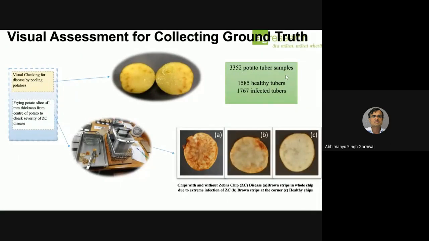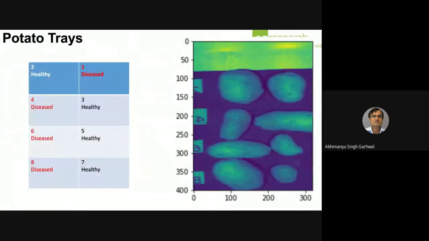3352 potato tubers were scanned. Out of that, 1585 were healthy tubers and 1767 were infected tubers. So more than 50% of the potatoes are diseased, and it's a mix of potatoes. It's not all healthy or all diseased. So now I know number 1 is diseased, number 2 is healthy, number 3 is healthy, number 4 is diseased, number 5 healthy, number 6 diseased, 7 healthy, 8 healthy. We use the same numbering system so we can easily track back which one is diseased and which one is healthy.